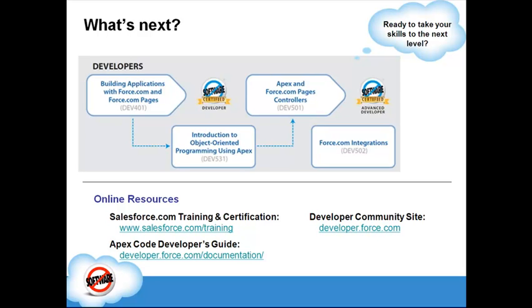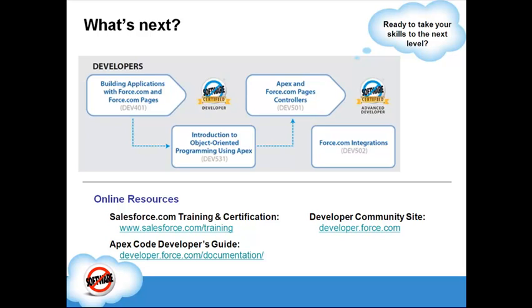We scratched the surface of our Apex triggers, but there's a lot more of this important technology. This topic is covered in much greater detail in two of our developer training courses. The first one is Introduction to Object-Oriented Programming Using Apex, or Dev 531, which is a new introductory course for those who don't have object-oriented programming experience. This course is a great first step for you experienced administrators who want to take your skill set to the next level.